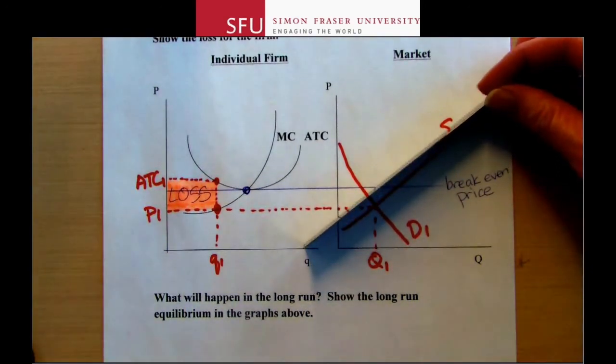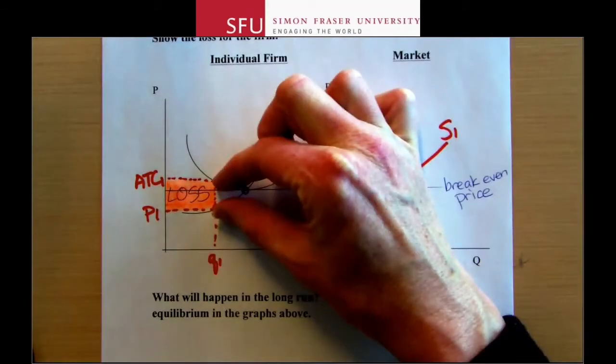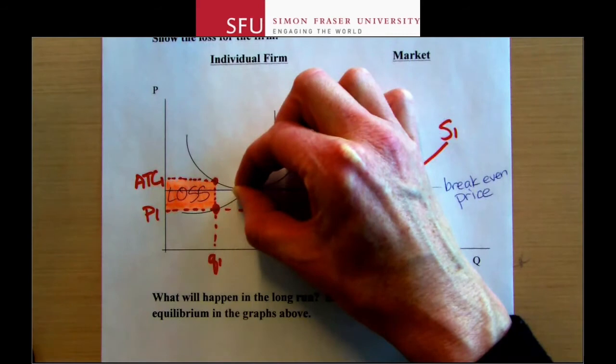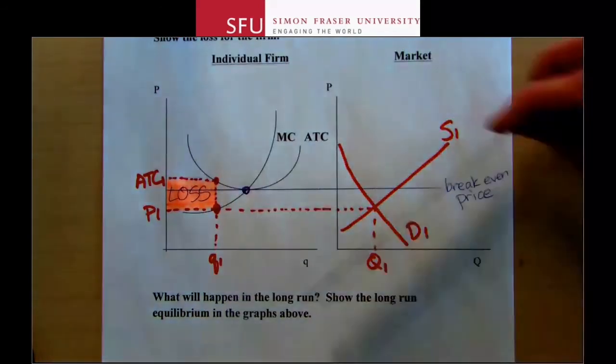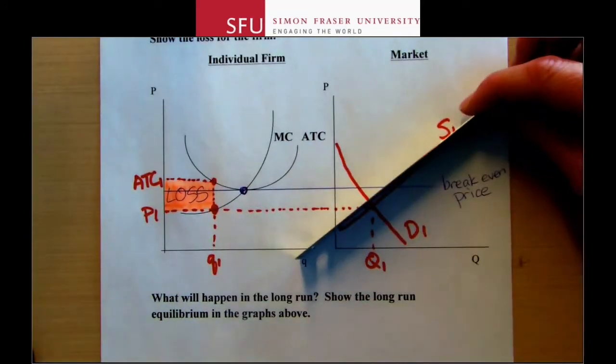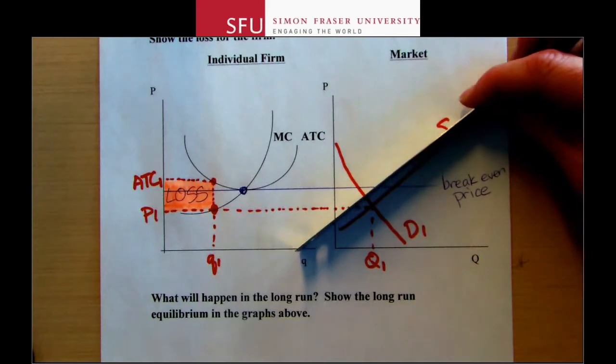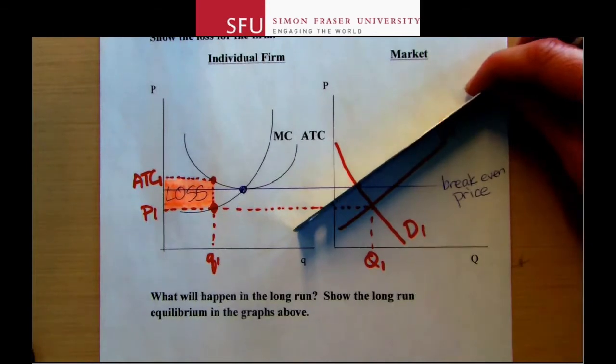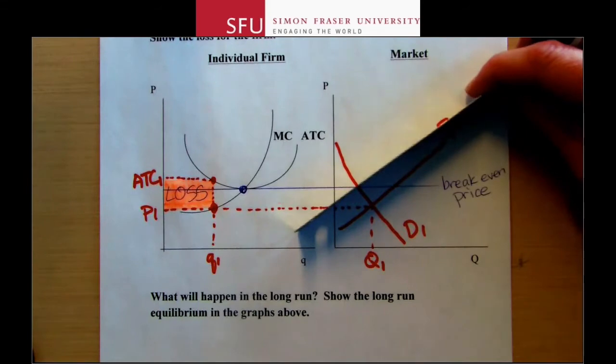As the price goes up, the amount of money that the firms are losing will get smaller and smaller. So supply will decrease until that price goes back to the break-even point where the existing firms will be breaking even again, and then they will stay in the market. Okay, so what we want to do is show the new supply curve in the market crossing the demand curve right there at the break-even price.